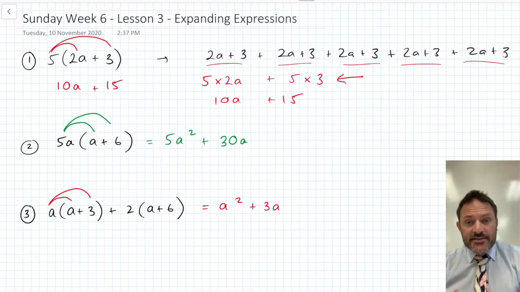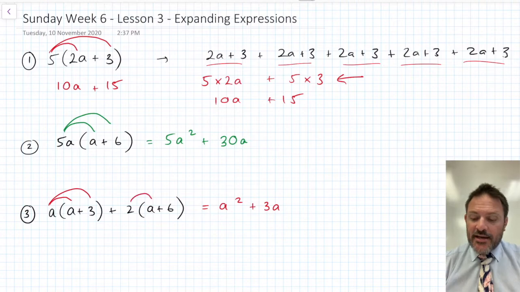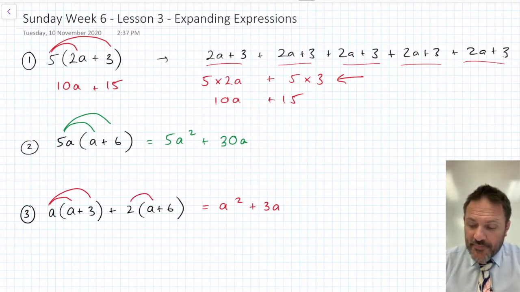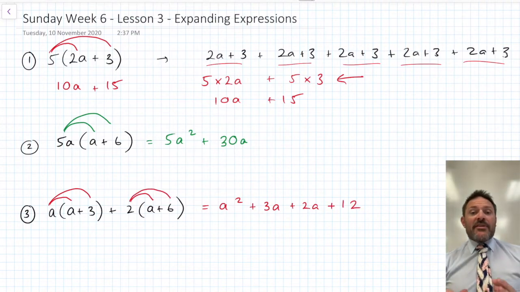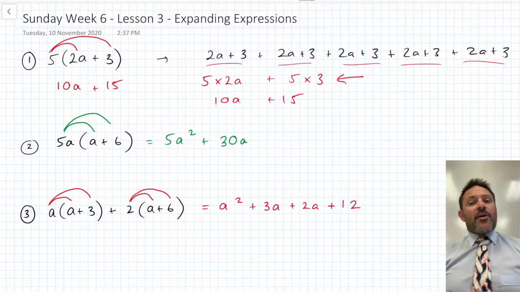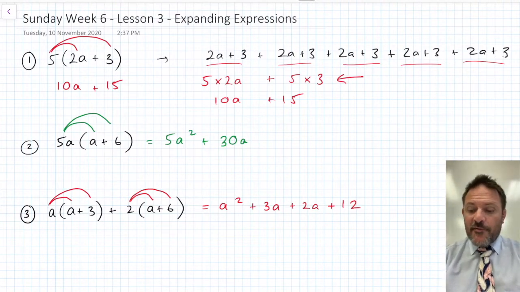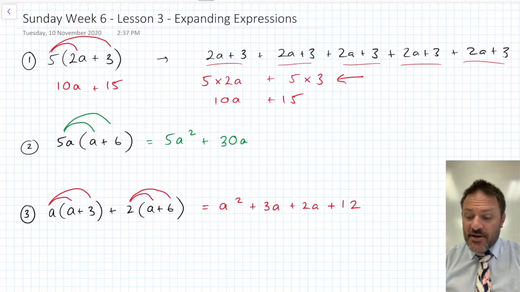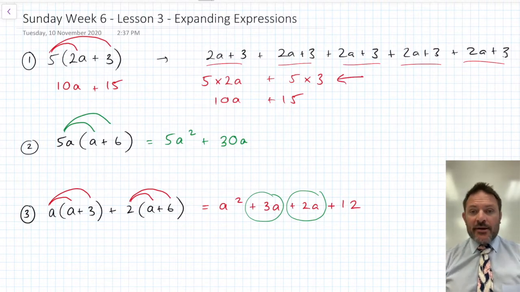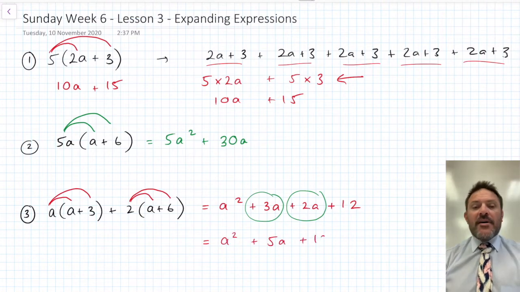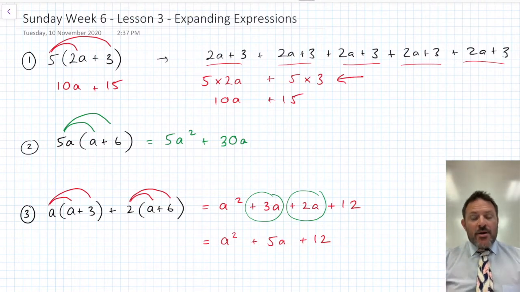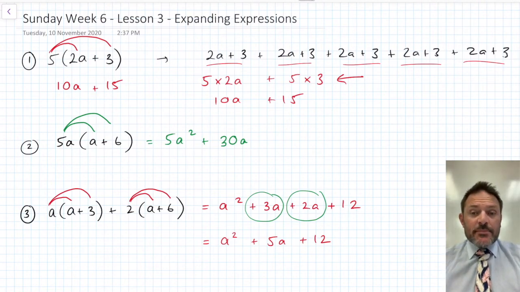I now move on to the second set of brackets. We have 2 times a, and it's a positive 2a, and then we have a positive 2 times 6 makes positive 12. Now I have expanded my brackets, which is great. Problem is I now have things that I can simplify because from that last lesson, I now have some like terms. I have this 3a and this 2a in the middle, which we know can be added together to make 5a. So I have to do that. A squared plus 5a plus 12. And now what we've managed to do, we've expanded, we've simplified into its simplest form.